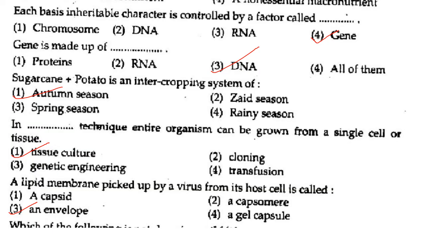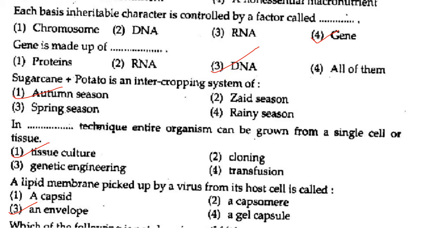Next one. Each inheritable character is controlled by a factor called: option 1 chromosome, 2 DNA, 3 RNA, 4 gene. Answer is option 4 gene. Next one. Gene is made up of: option 1 proteins, 2 RNA, 3 DNA, 4 all of them. Answer is option 3 DNA.